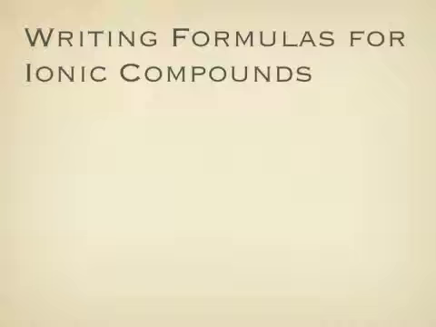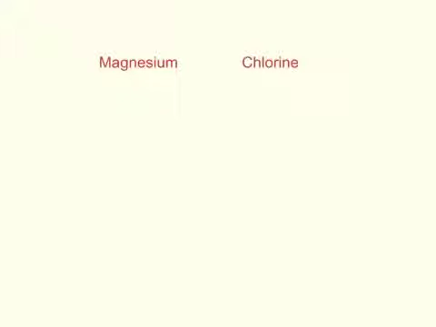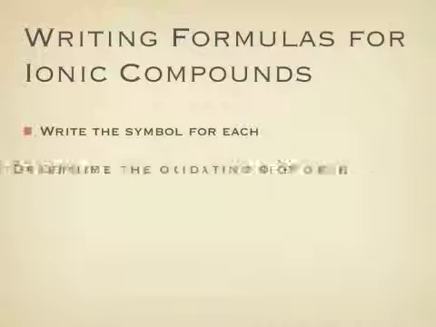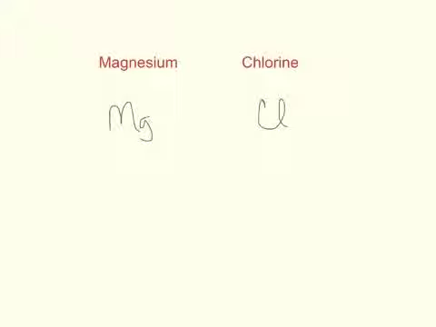Now let's see how to write formulas for ionic compounds. The first step is to write the symbol for each element in the compound. The example we're going to do is magnesium and chlorine. Step 1 is to write the chemical symbol for each. We know magnesium is Mg and chlorine is Cl from the periodic table. Next, you will determine the oxidation number of each element. Since magnesium is in group 2, its oxidation number is +2, and chlorine is group 7, so it's -1.